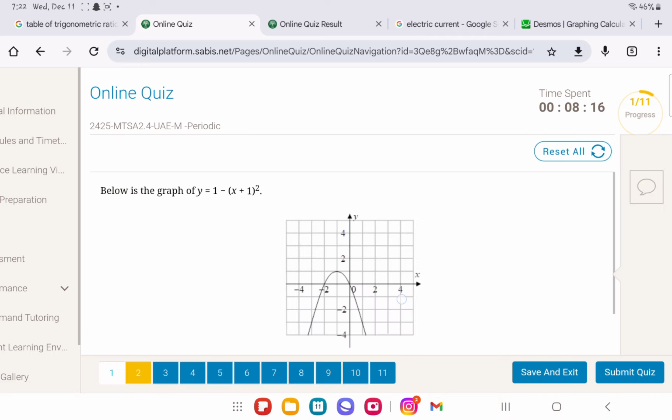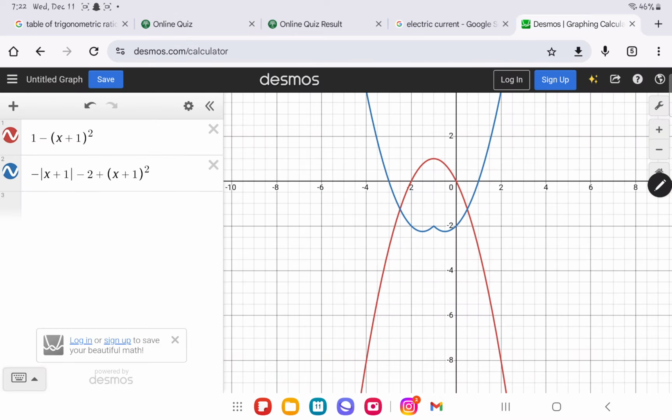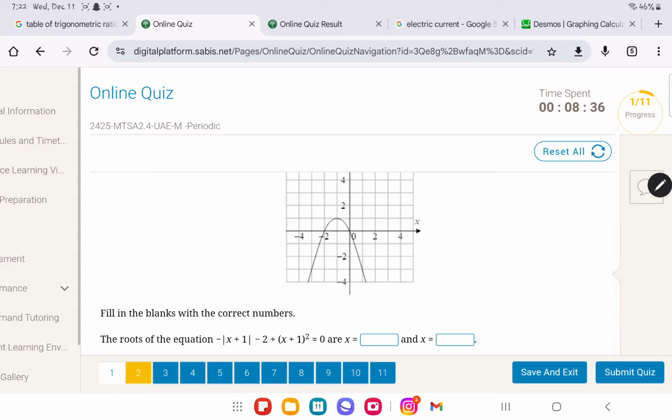Question number 2. This question is a really tricky question. I don't think we've ever taken something like this. So using a graphing calculator, I plotted the function, okay? And I got that the points of intersection are over here and over here, because what do they ask in this quiz? They ask us for the roots of this one.